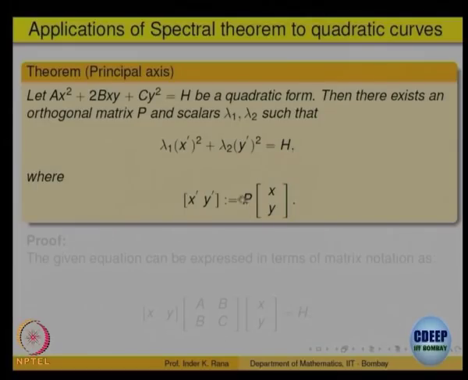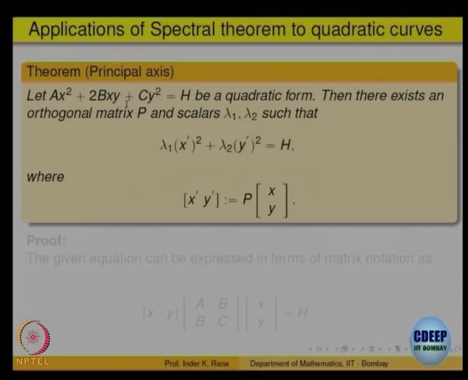So, how do you do that? That is the question, and that is the application of the spectral theorem. So, what you do is the following. This given equation ax² + 2bxy + cy² = h, we rewrite in the matrix form. How do you write it in the matrix form?